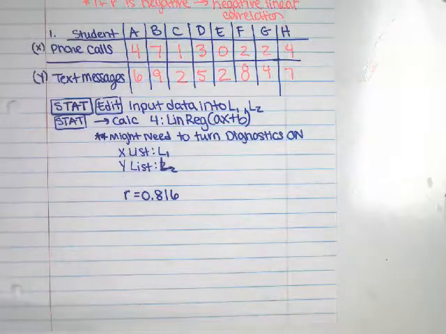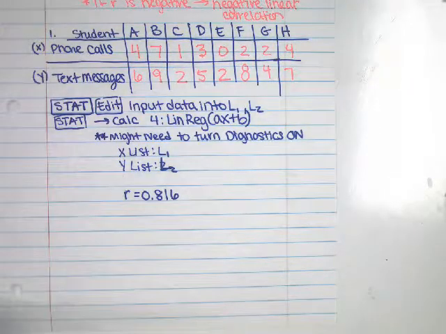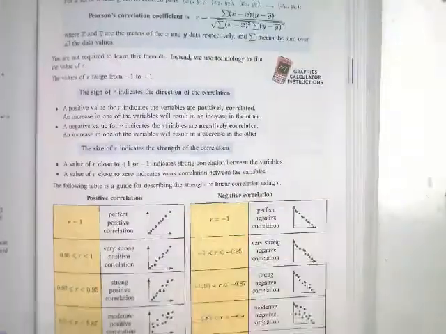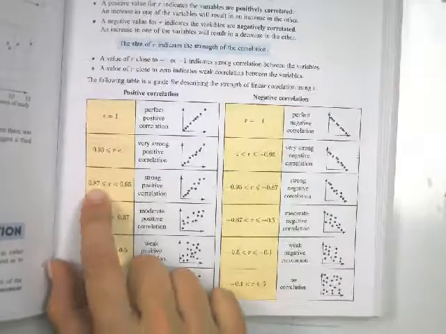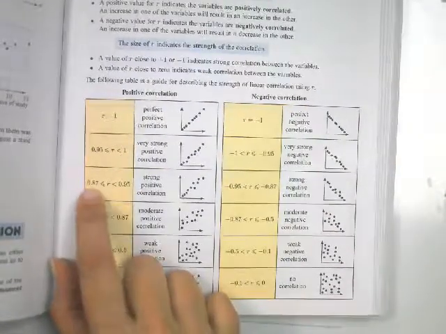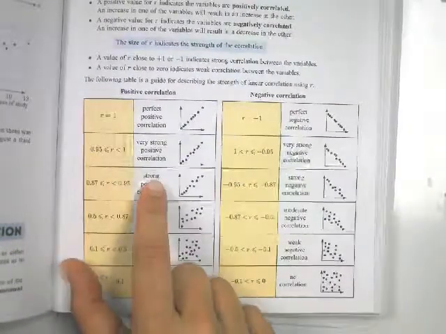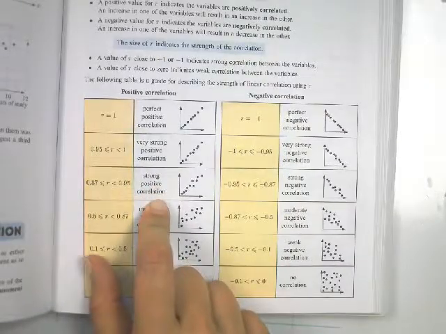Okay, so what does that mean about our data? So it is positive, which I said that I thought it would be because the data values on my graph do appear to be trending upwards. The more phone calls you receive, the more text messages you receive. If I look in my textbook, back to this chart describing the R values, I got 0.81, 0.7 to 0.95, 0.8 would fall here. So it has a strong positive correlation.